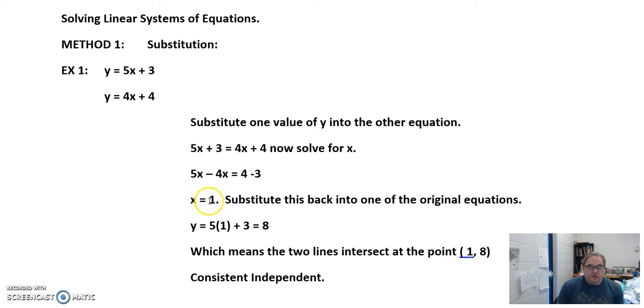Now, take that x equals 1 and substitute it into either equation. You should actually do them in both to see if you get the same value. But I'm going to take the 1 and plug it into the top. 5 times 1 plus 3 is, in fact, 8. And that tells me these two lines have a solution for the system at (1, 8). And that means the two lines are intersecting at (1, 8).